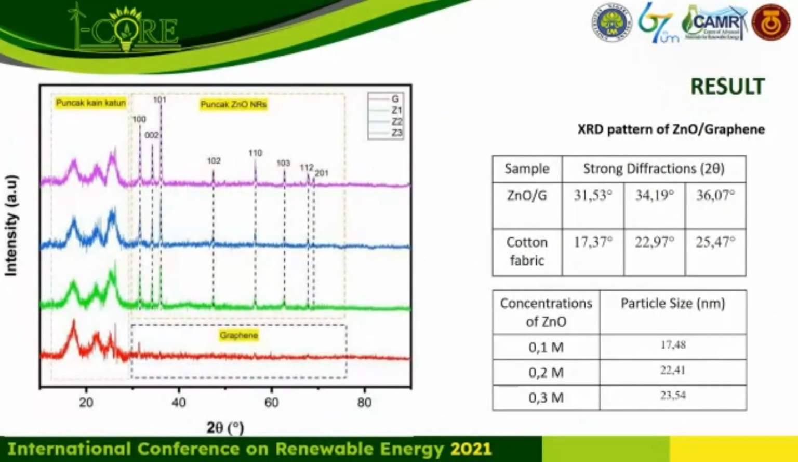The next is the result. This result explains the XRD pattern of ZnO graphene. This pattern of ZnO has a wurtzite structure. Sharp and narrow diffraction peaks indicate that the sample is well crystallized. This table shows the strong diffraction of ZnO graphene and cotton fabrics.